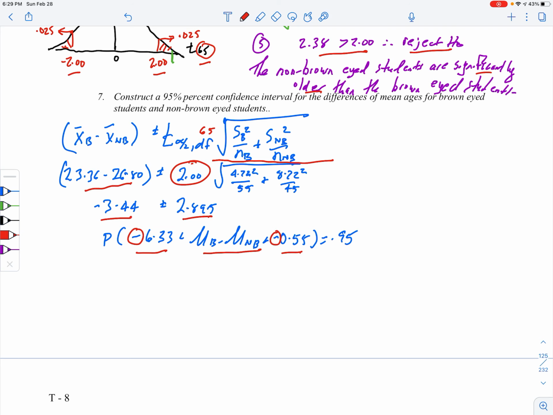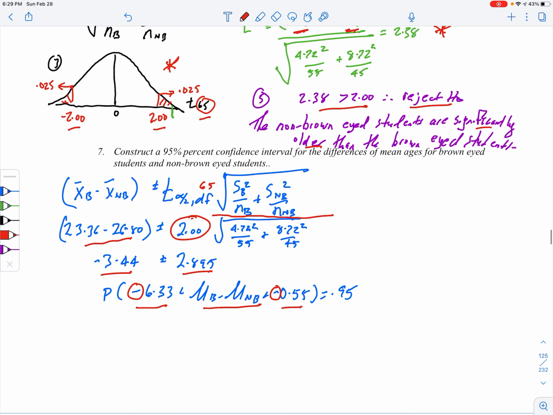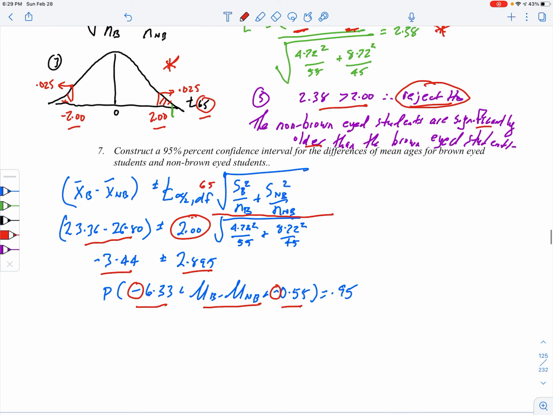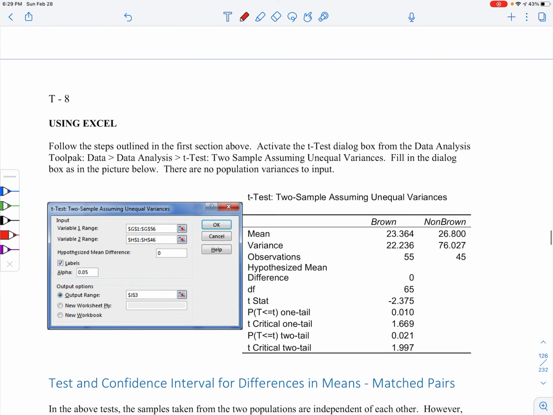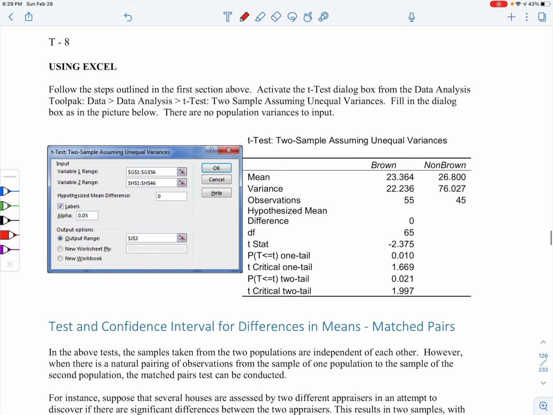So this interval does not contain 0, and that supports, of course, what we've got up here, where we rejected H0, where they're different. Now, doing this using Excel is pretty simple. All we do is we unstack the variables into the two treatments. And so we've got the ages for the brown-eyed students, and then we've got the ages for non-brown-eyed students. And so here's the brown-eyed students, here's the non-brown-eyed students here.